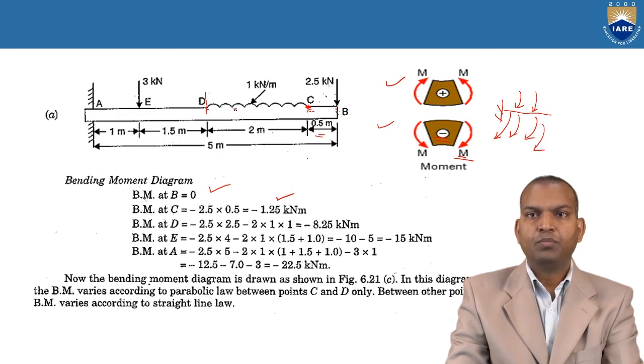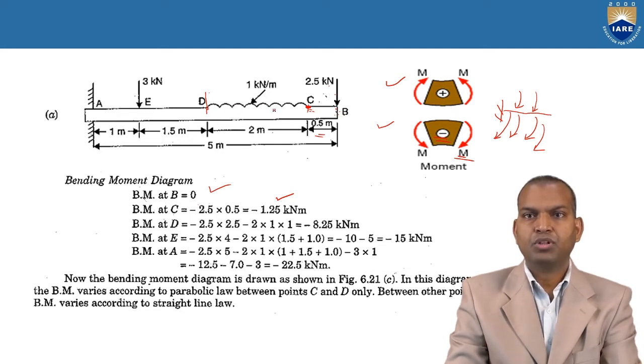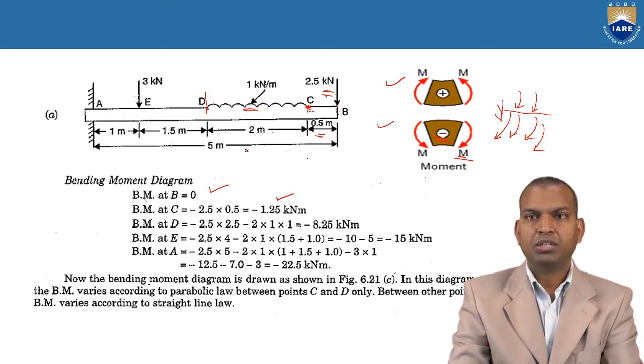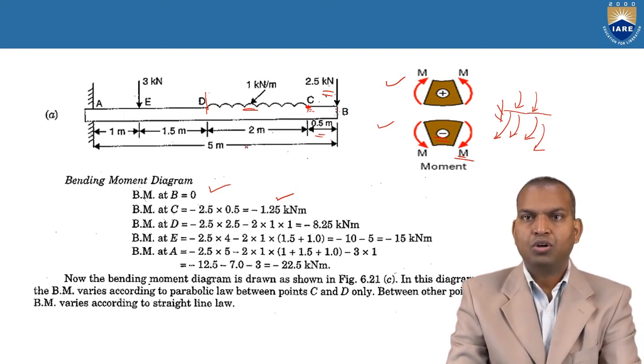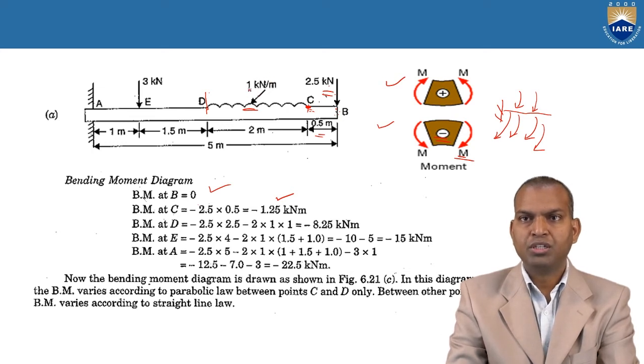At this point D, what loads are acting? About that point, a point load is acting and a UDL is also acting. So what is that UDL? That UDL is a uniformly distributed load. You are going to convert it into a point load. How is it uniformly distributed? 1 kilonewton per meter into 2 meters. That is 1 into 2.